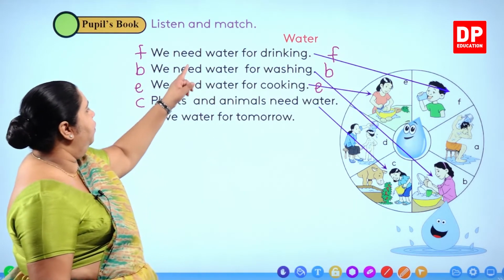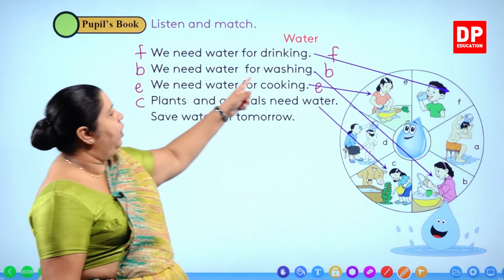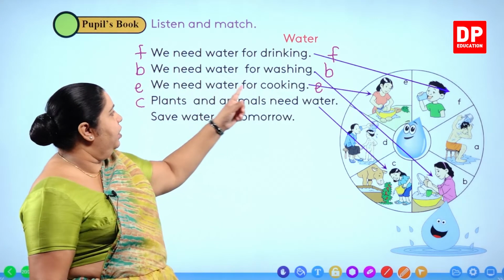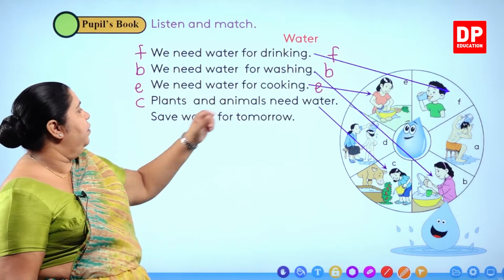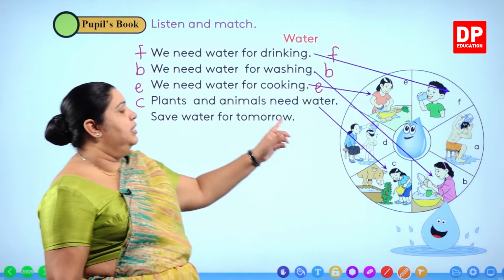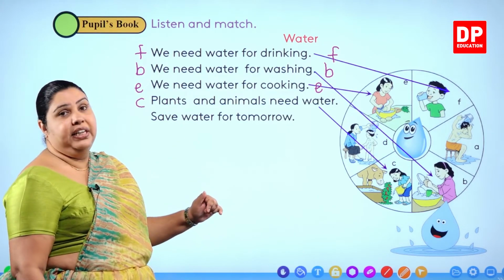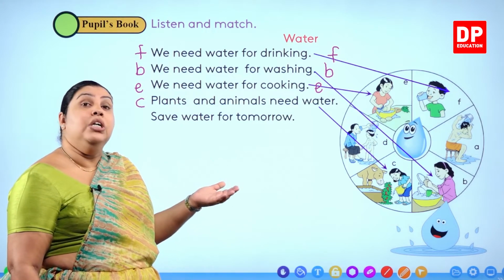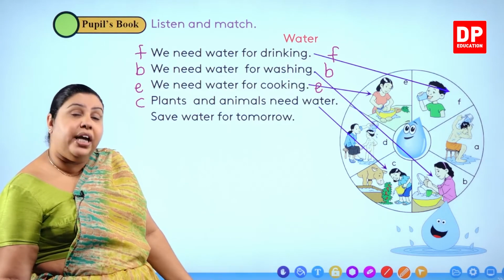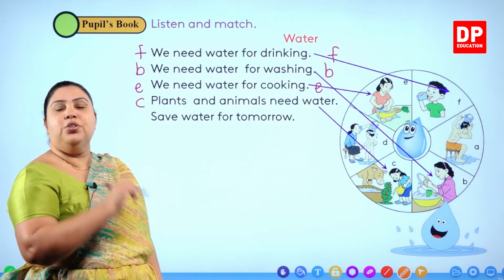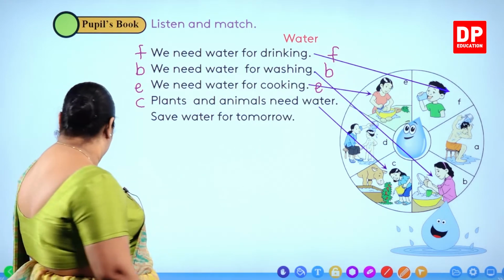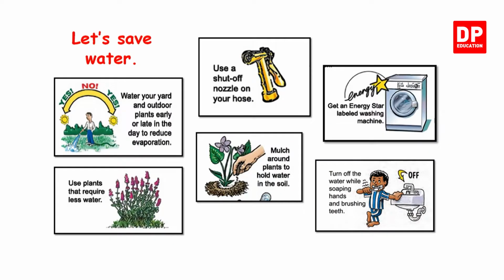So the basic four sentences: we need water for drinking, we need water for washing, we need water for cooking, plants and animals need water, right? Okay, so now we know why we need water and that we need to save water. Now, how can we save water? We are going to talk about that as well. Let's save water. Now we are going to talk about how we can save water.